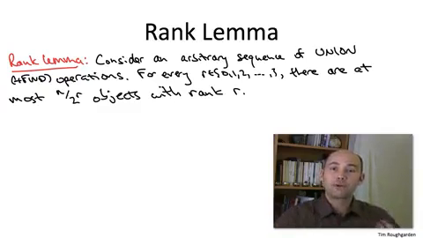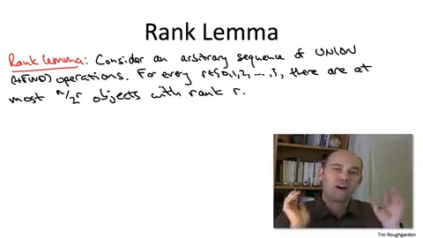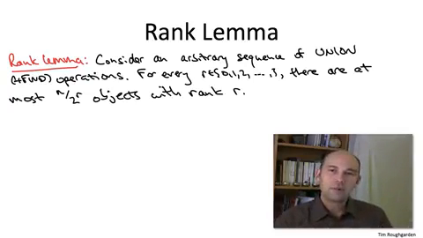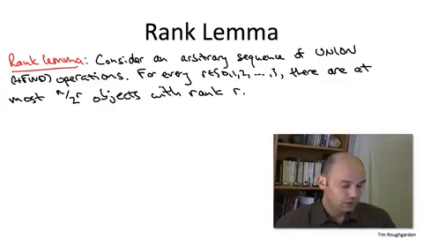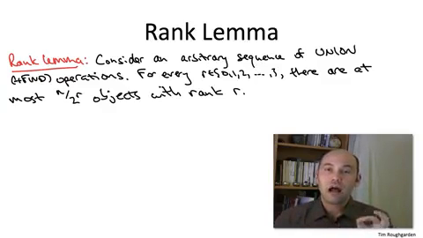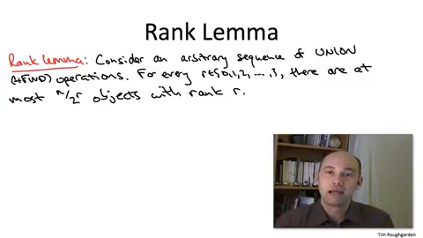So we're going to consider an arbitrary sequence of unions. You can throw in some finds as well. I don't care. Finds don't change the data structure, so they're totally irrelevant. So think about a sequence of unions, a sequence of mergers. The claim is for every non-negative integer r, the number of objects that have rank exactly r at this time is at most n, the total number of objects, divided by 2 to the r.